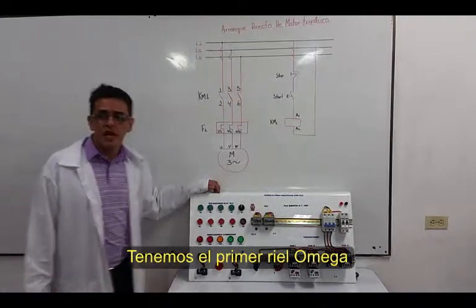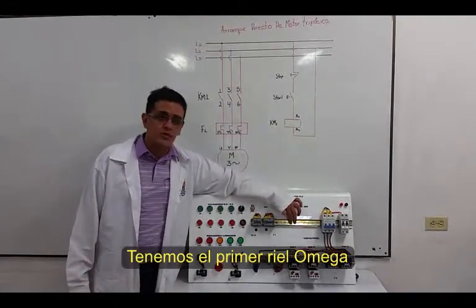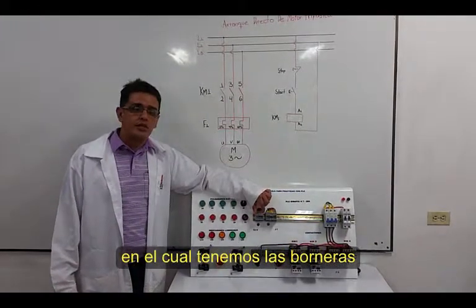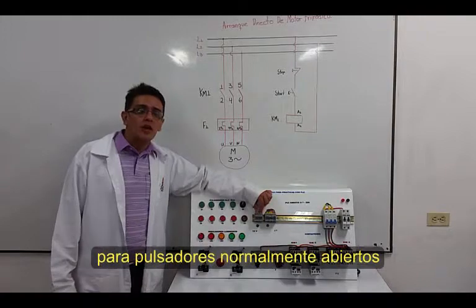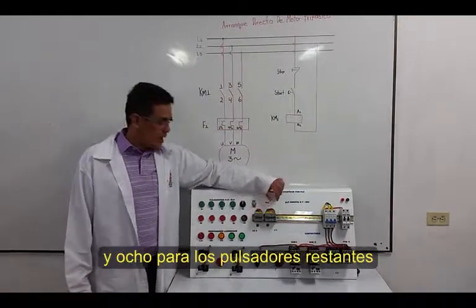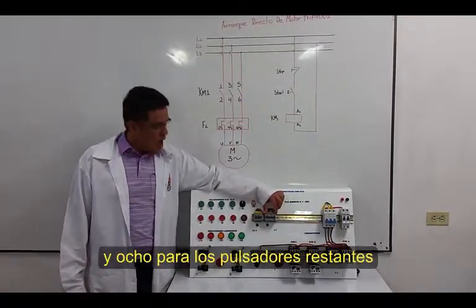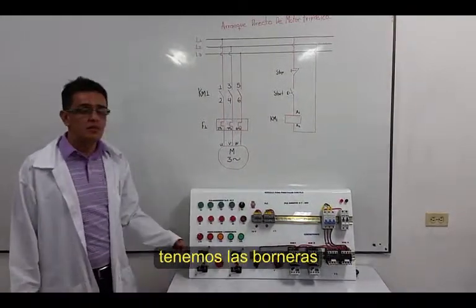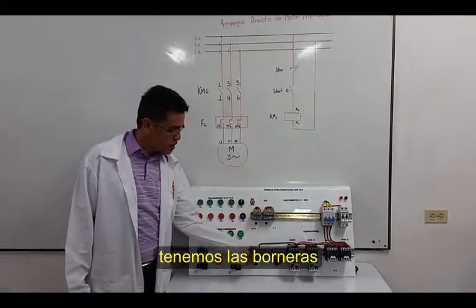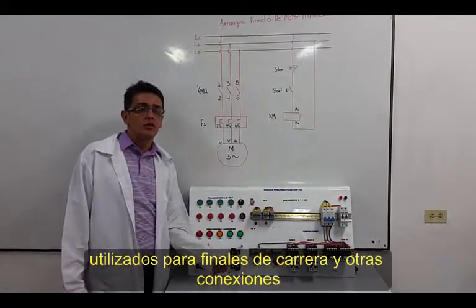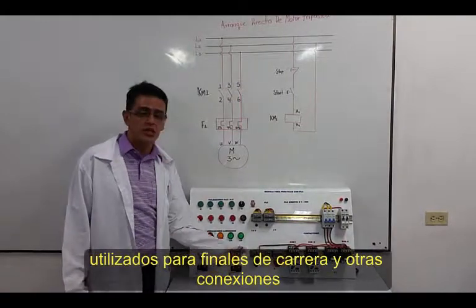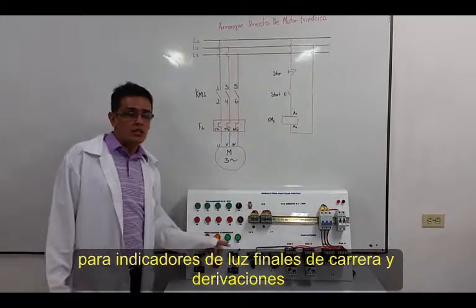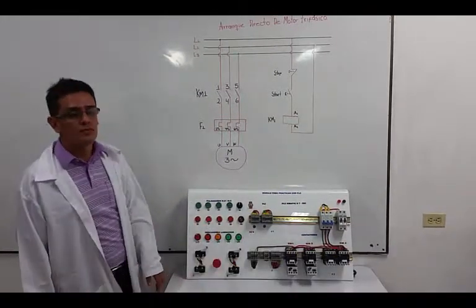We have here the first omega rail. This is the first omega rail. We have the terminal boards. In this case, we have 7 terminal boards for normally open push buttons and 8 for the remaining push buttons. And here we have the second omega rail. On the second omega rail, we have terminal boards used for limit switches and other connections, for light indicators, limit switches, and derivations.